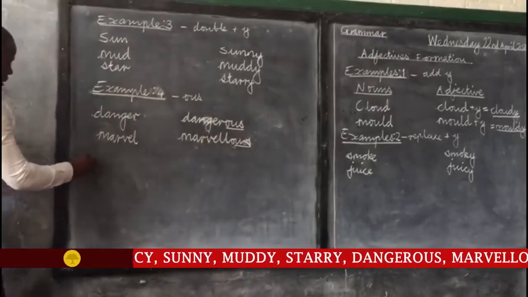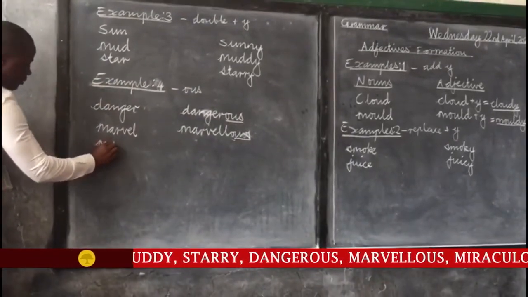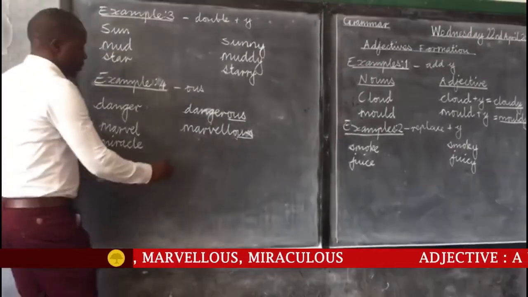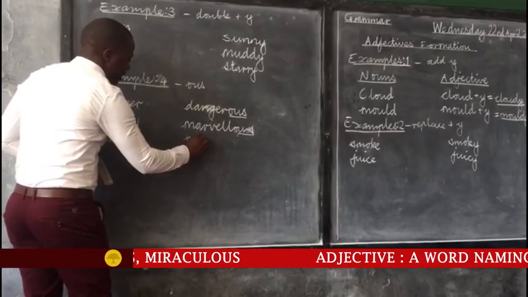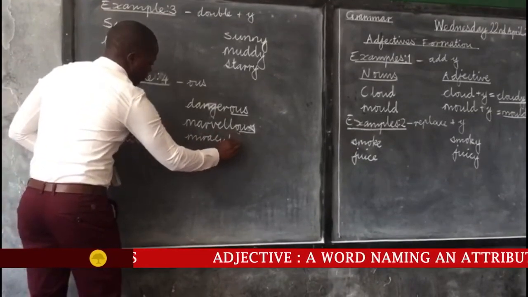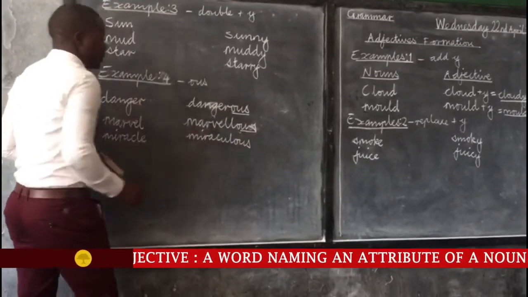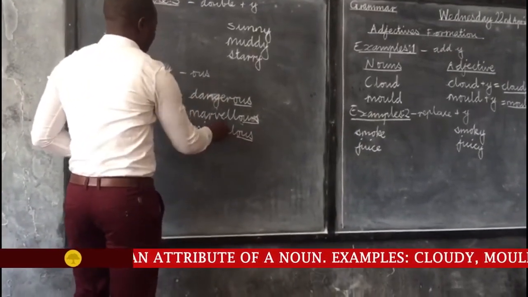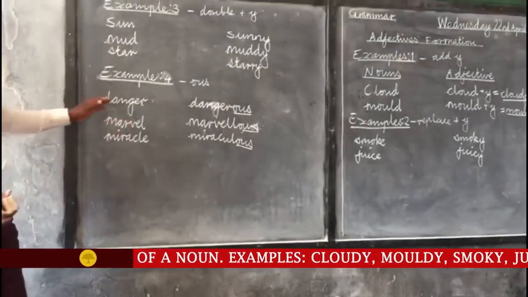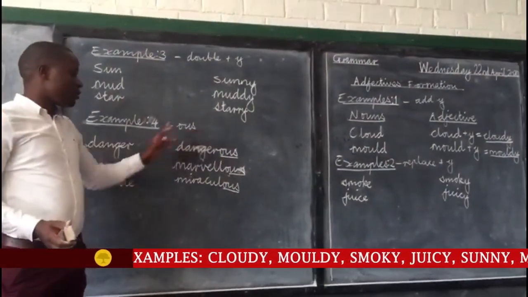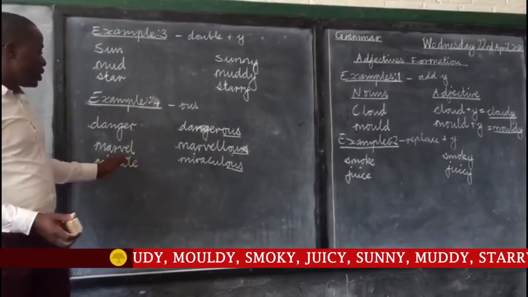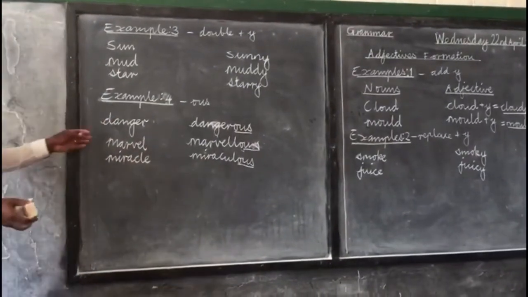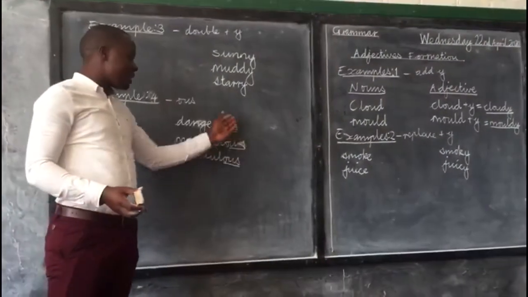Then another word that we can take is a word such as miracle. The word miracle will come out as miraculous. So this is also another way through which adjectives are formed using nouns, by simply adding OUS to the words that are given. So you have words such as miraculous, marvelous, dangerous, among other words that are used to form adjectives.